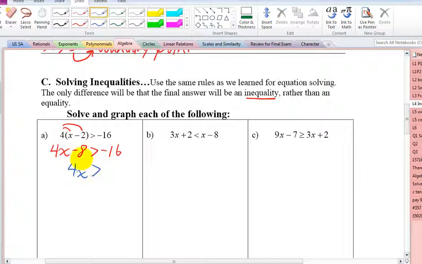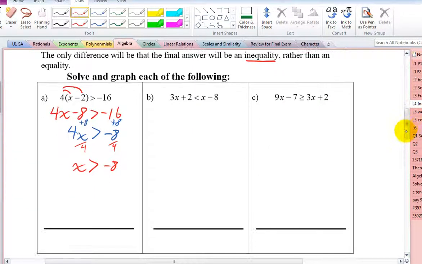So move 8 to the other side by adding 8. And you're going to get negative 8. Then we should divide by 4, just like we always would. And we get x is greater than negative 8. Like I said, x is greater than negative 2. I can't believe you guys didn't fall for that. Thought I had you. Okay, graph it now.